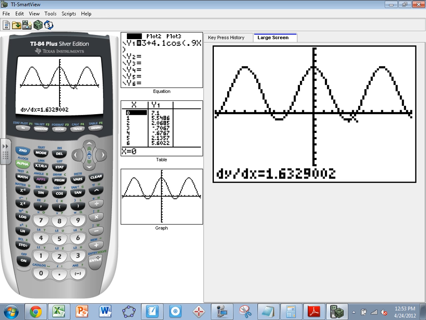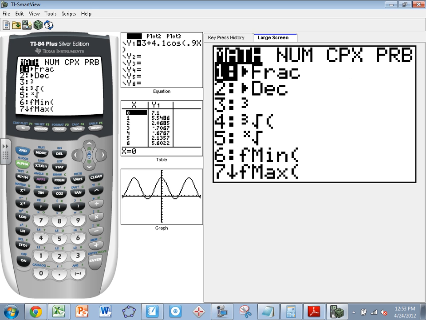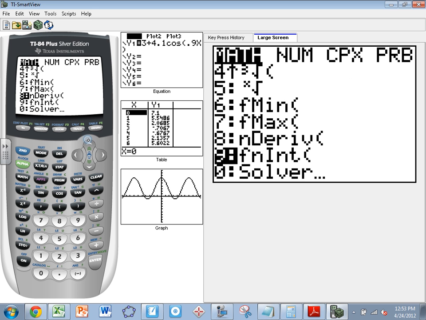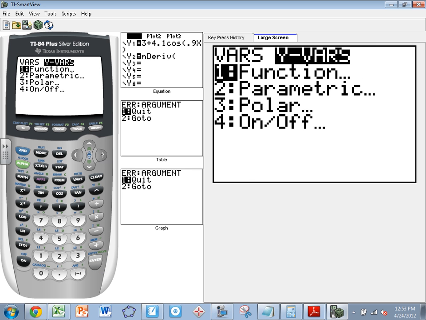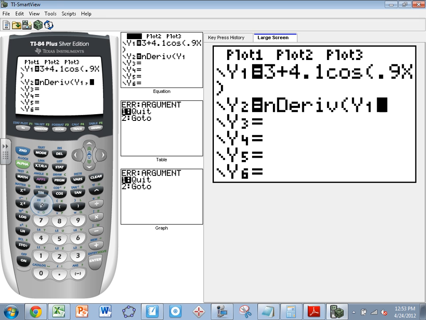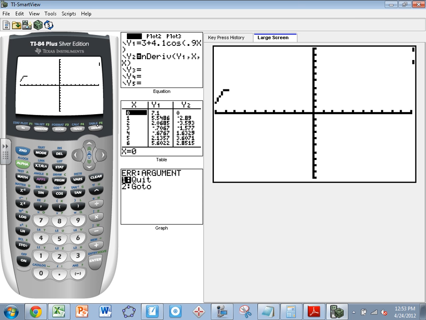When you're asked to graph a derivative, you go here, you go down to y2, you go to math, you go down to nDeriv, graph nDeriv, you go to y vars, put y1 in there, comma x, comma x. That would graph the acceleration. This right here would be the graph of the acceleration. So if I turned off my velocity now, and I just say graph now, that's the graph of the acceleration function.